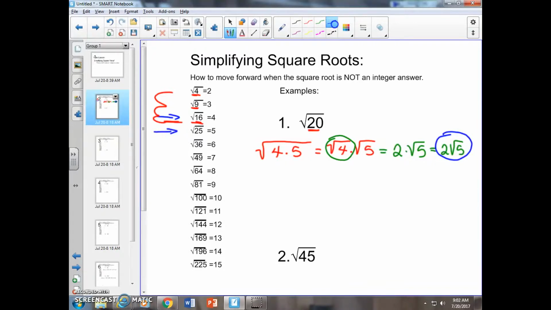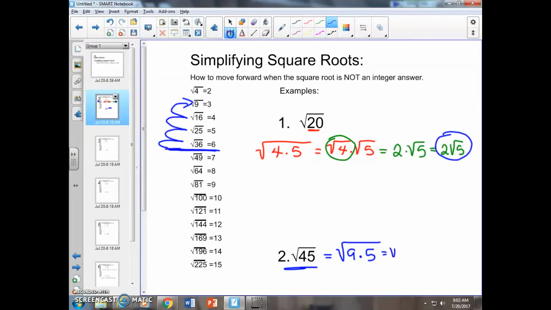Square root of 45. Okay. I'll reset this over here for you. 45 is between 36 and 49. So I'm going to work backwards, see if I can get something to go into 45 evenly. 36 does not. 25 does not. 16 does not. But 9 does. The square root of 45 can be broken apart into 9 times 5.